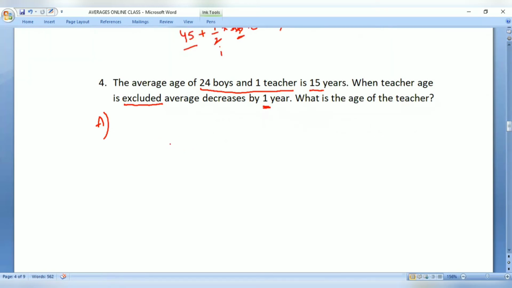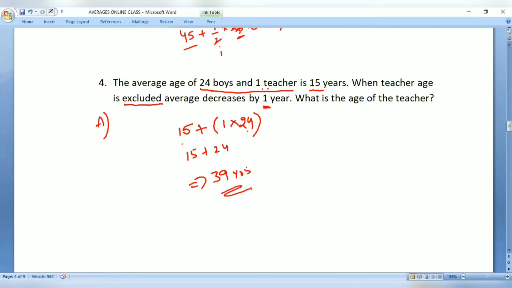Okay. So now what we need to do? First, the average of the 24 boys plus one teacher. That means total plus the value which is decreased, 1 year. Now out of these 25, a teacher is excluded. So what is the total number of persons? 24 only, because in our earlier case 24 plus 1, 25 people are there. Now one person is removed, so 24. So 15 plus 24, 39 years is the age of the teacher, right?